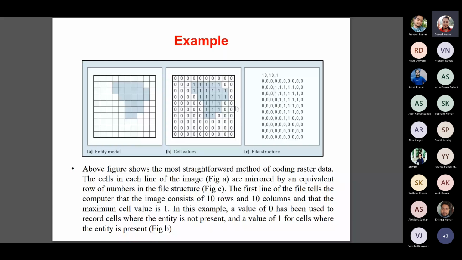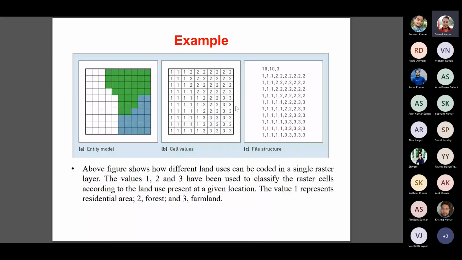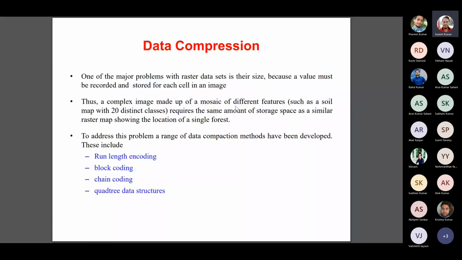Since the size of the raster data is very large, we need to do data compression. We have to start from this point onwards, that we need to perform the data compression. Data compression means basically we try to reduce the size. You have just seen the size of the Landsat data, of the Sentinel data, whichever data you want, you can see the size.